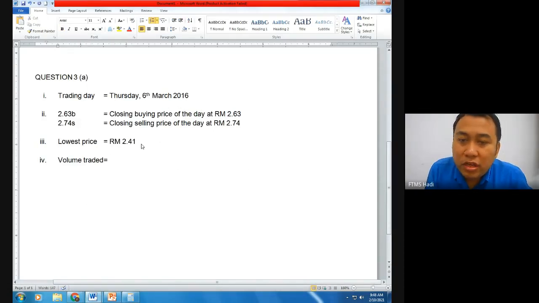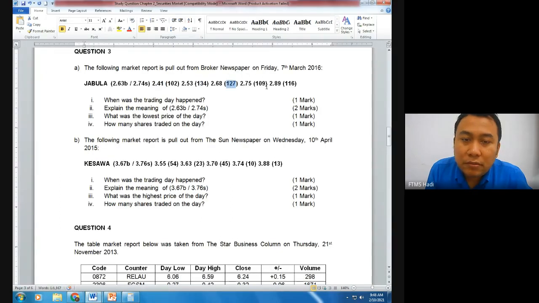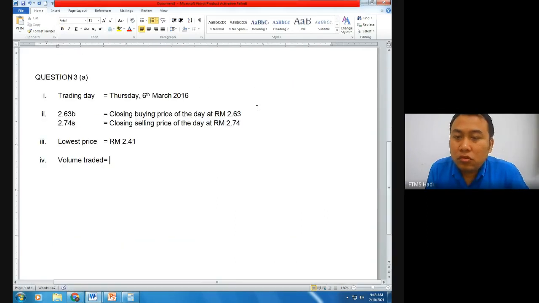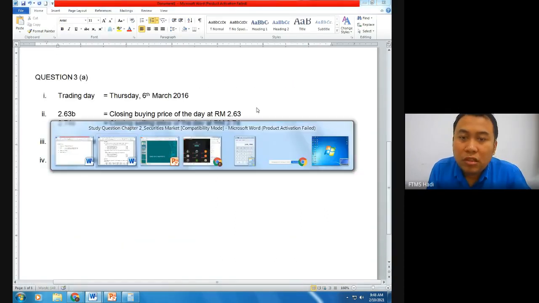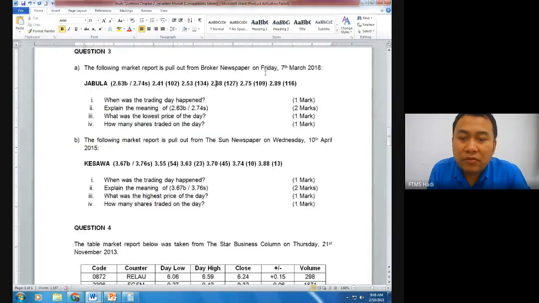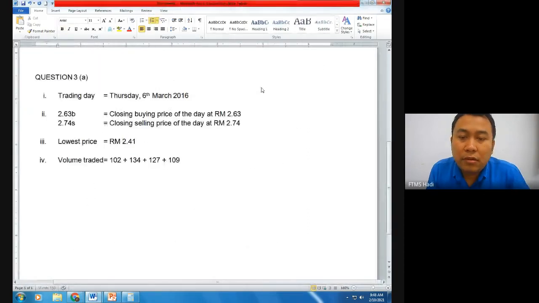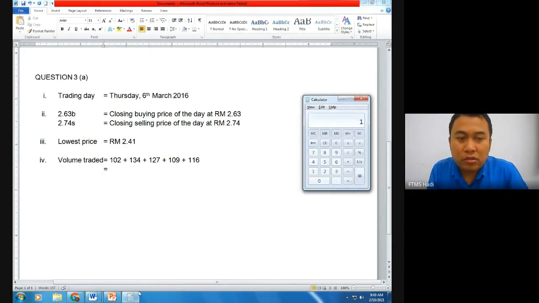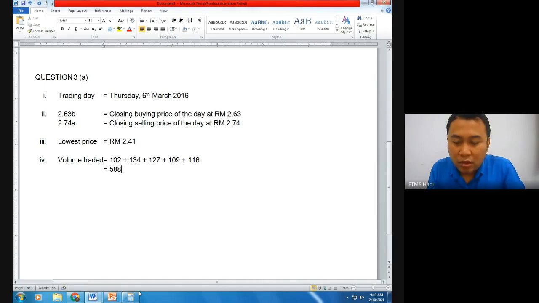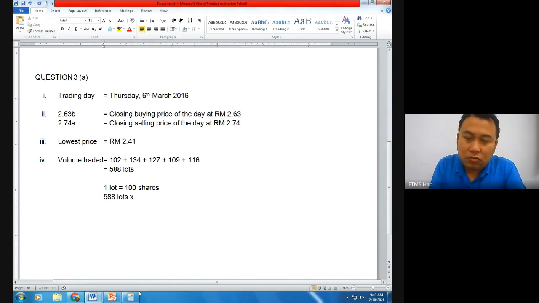Alright, the last one, volume traded, you need to add everything inside the bracket. Which is 102 plus 134 plus 127 plus 109 plus 116. So if you press the calculator, you will get 588. Okay, but this one is in lots. Bear in mind that one lot is equal to 100 shares. Therefore 588 lots equal to 588 multiplied by 100, so you get the answer of 58,800.